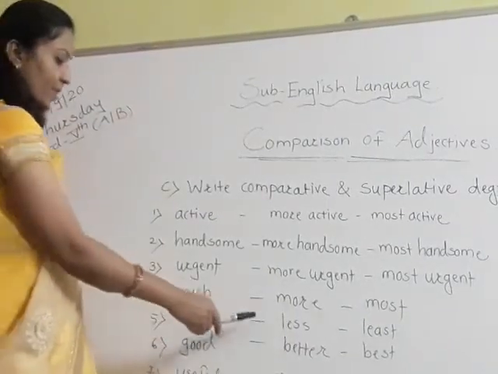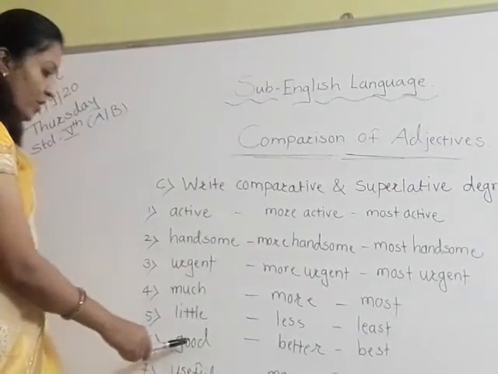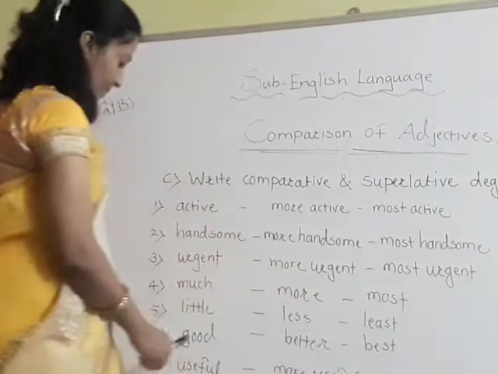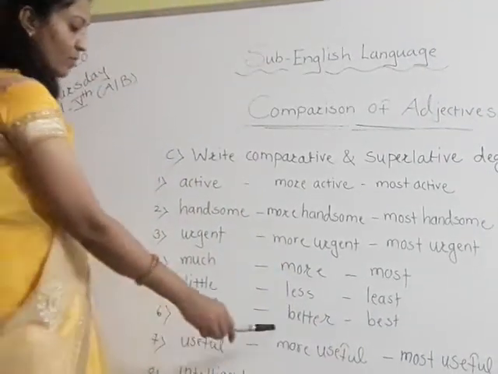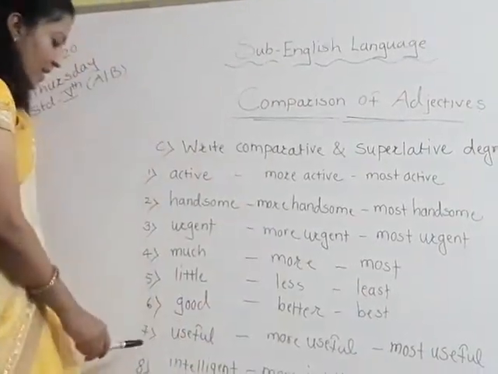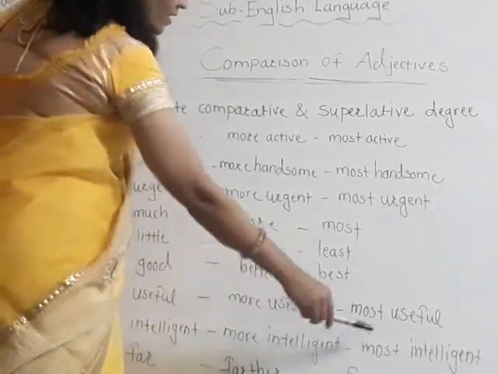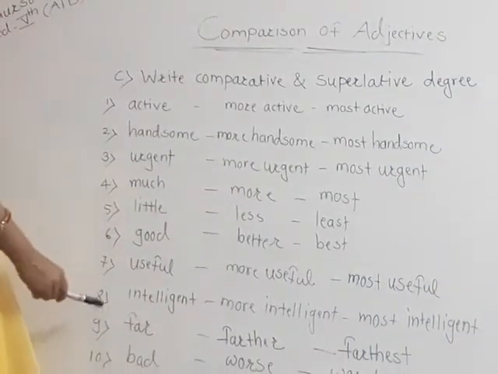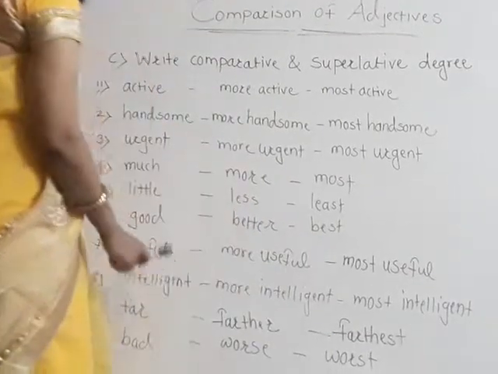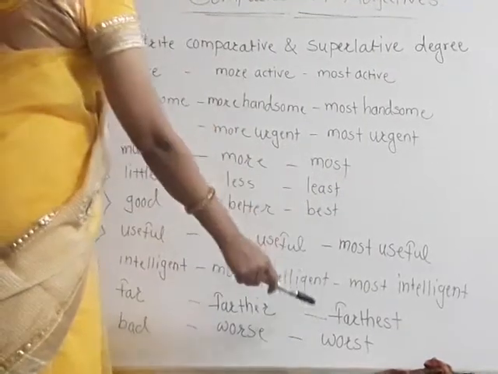Then little. Comparative degree, less. Superlative degree, least. Then good. Comparative degree, better, and superlative degree, best. Seventh one, useful. Comparative degree, more useful, and superlative degree, most useful. Then eighth one, intelligent. Comparative degree, more intelligent. Superlative degree, most intelligent. Ninth one, far. Comparative degree, farther. Superlative degree, farthest. Then bad. Comparative degree, worse, and superlative degree, worst.